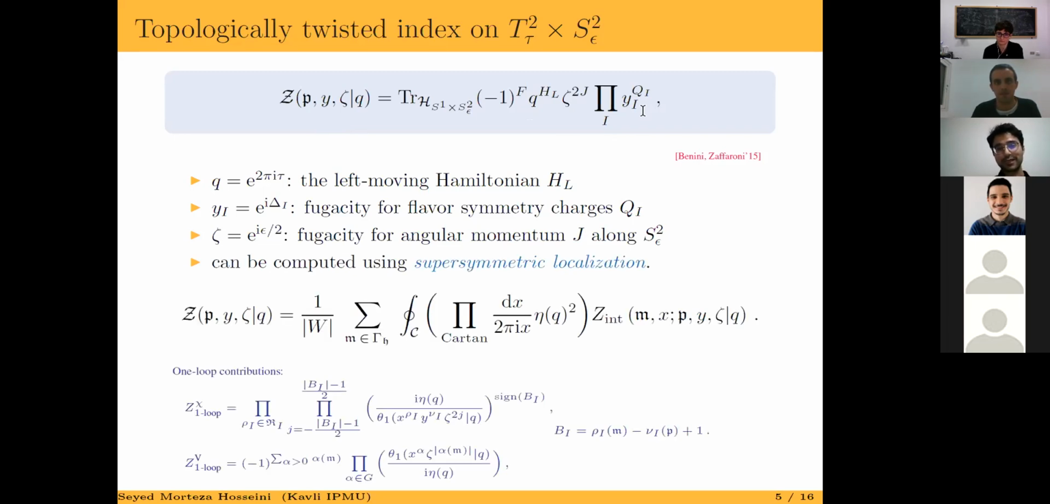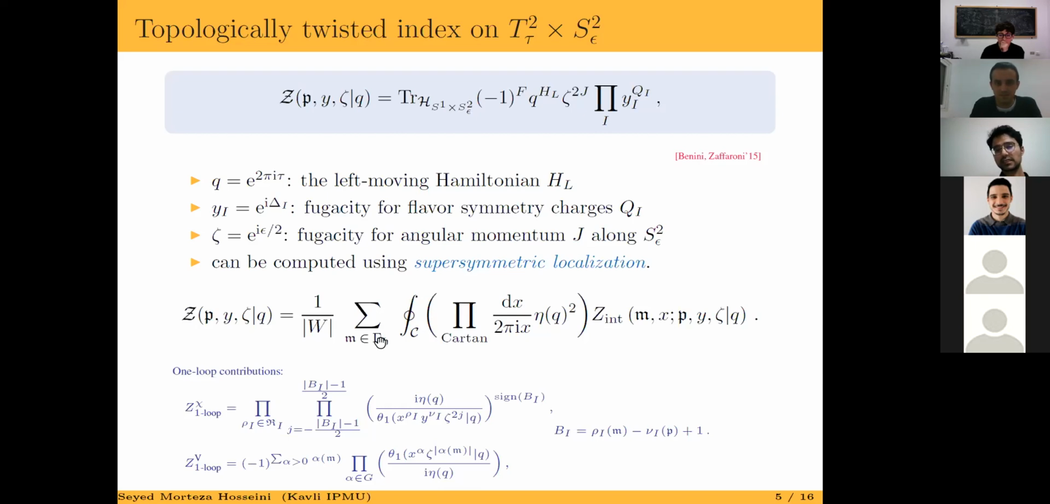Happily enough, this was done by Benini and Zaffaroni in a very nice work, and they use supersymmetric localization to reduce the infinite dimensional horrible path integral to another horrible but nicer matrix model. And this is given in the usual form of a matrix model. As you can see, there is a contour integral over some meromorphic differential form. It is meromorphic and well defined on the torus under the condition that the gauge and gauge-flavor anomalies of the field theories cancel, and those that we consider obey this condition.